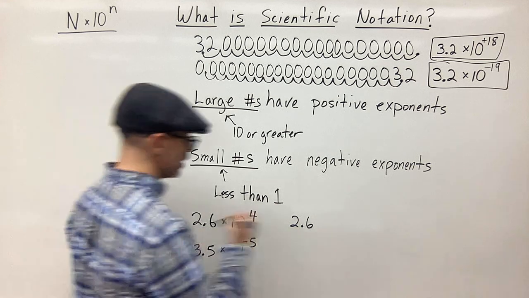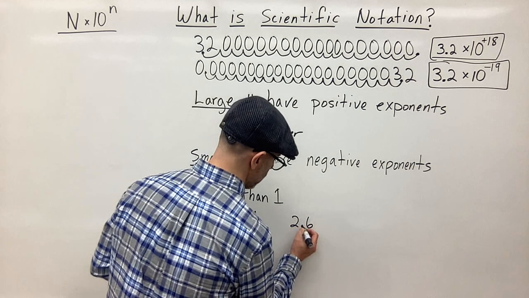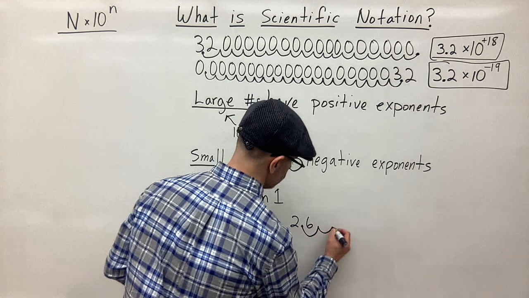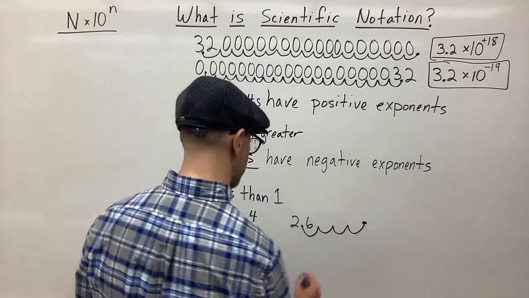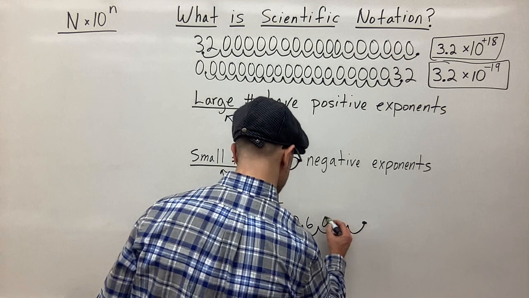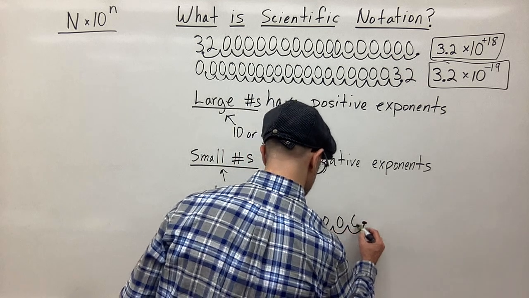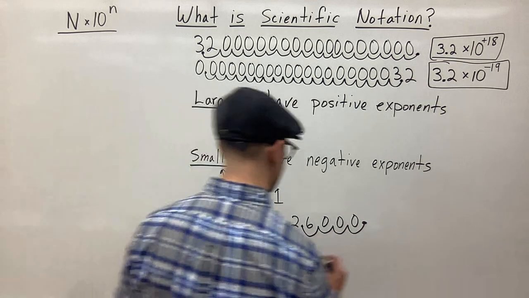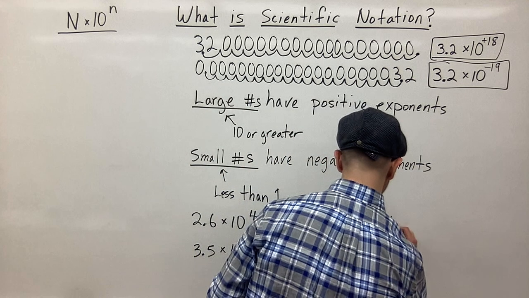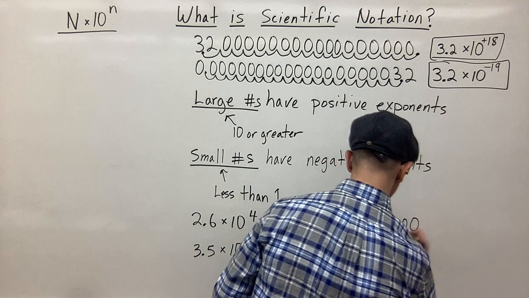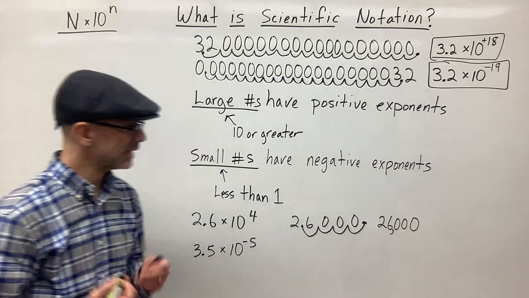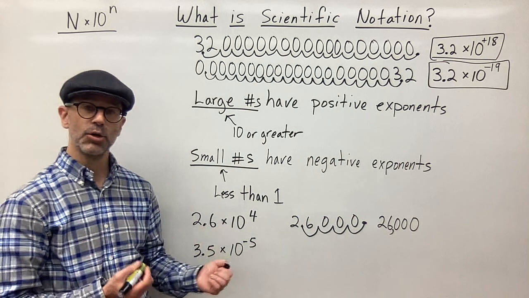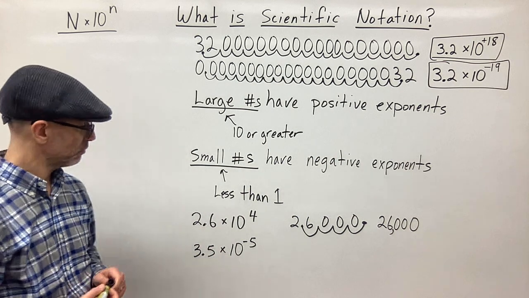I'm going to do that 4 times. So then I move it over here. 1, 2, 3, 4. There's my decimal point. I'm going to fill in the empty spaces with zeros. And so my final number is going to be 26000. You can put a comma there if you want. So 26,000 is this number written in standard notation.